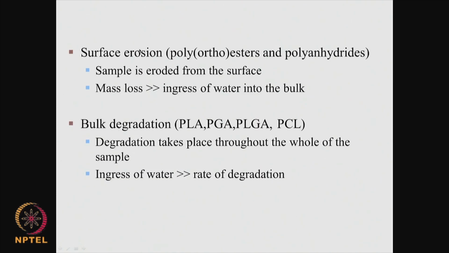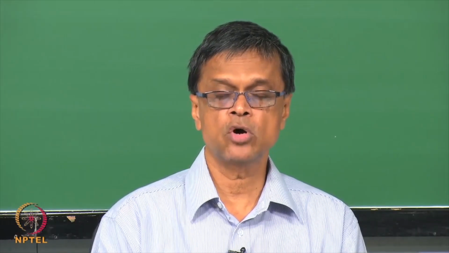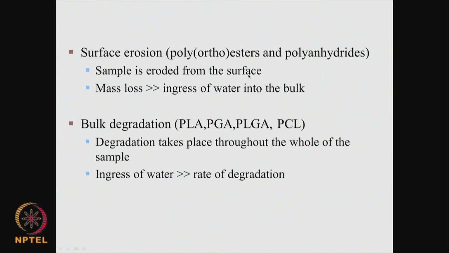We can have two situations: surface erosion, that means the surface slowly gets eroded or degraded, or bulk, where the entire polymer gets degraded and the polymer sort of dissolves, or it is not dissolved, it completely loses its molecular mass. So in surface erosion, the sample is eroded from the surface, and mass loss is greater than the ingress of water into the bulk, whereas if the water ingress is much more and degradation takes place, then that is called bulk degradation.